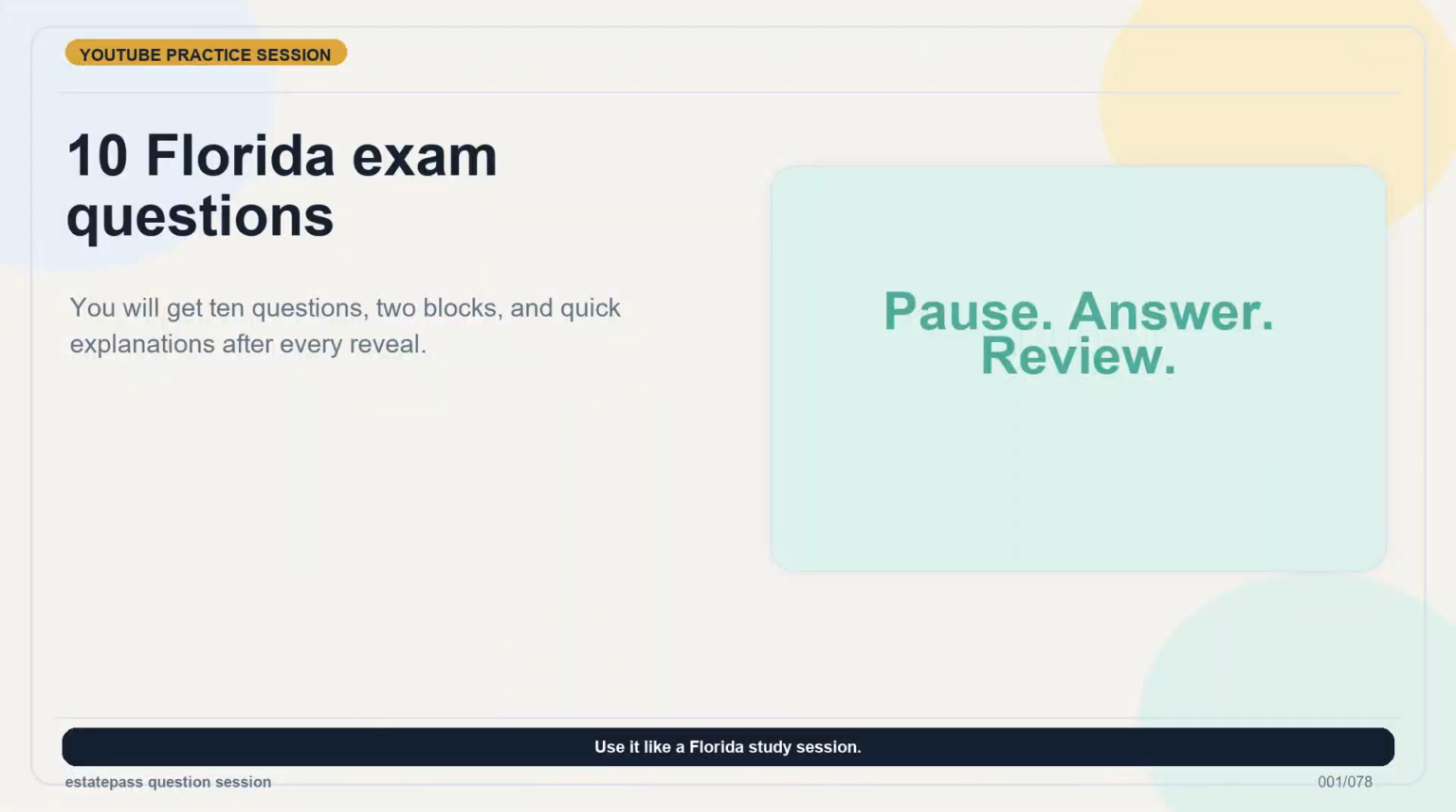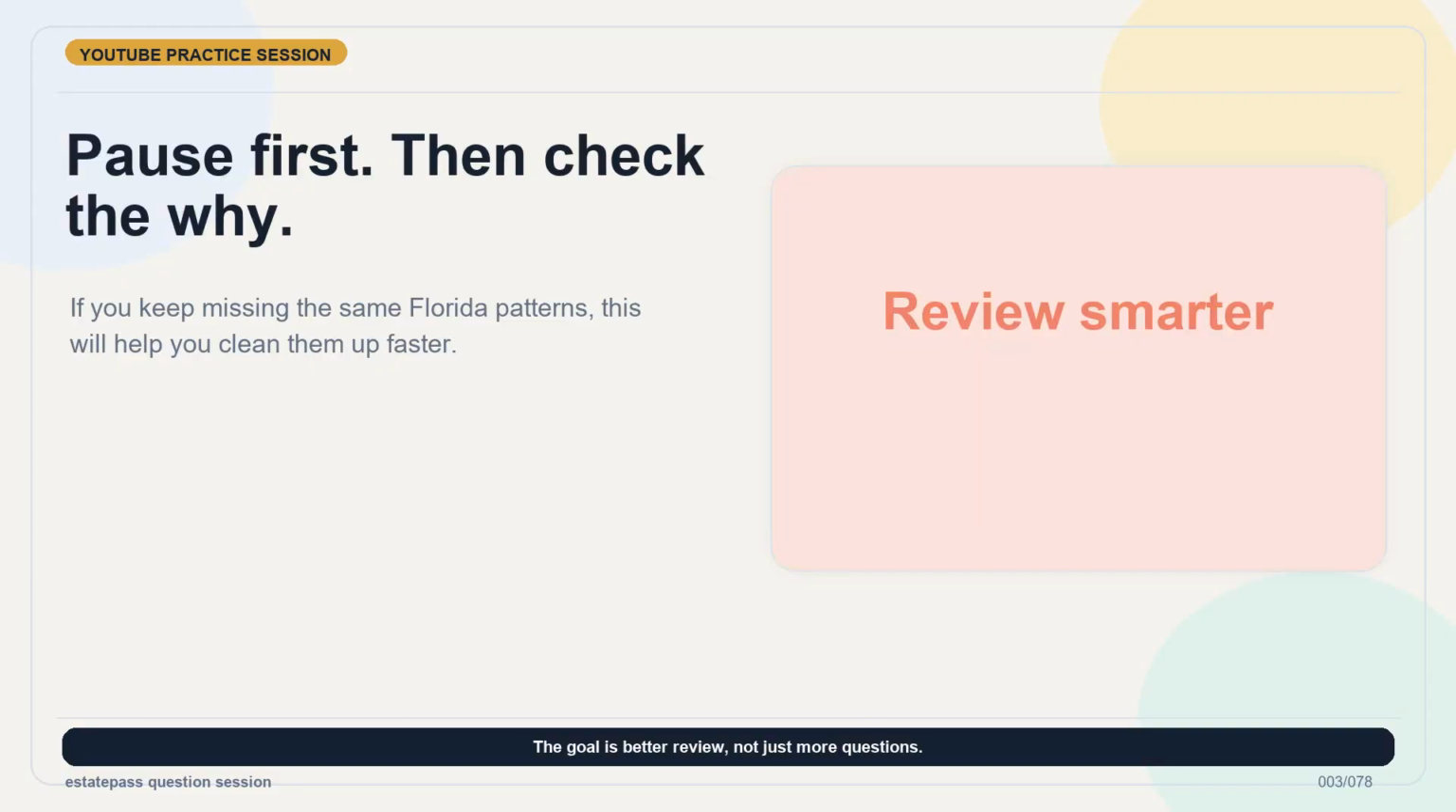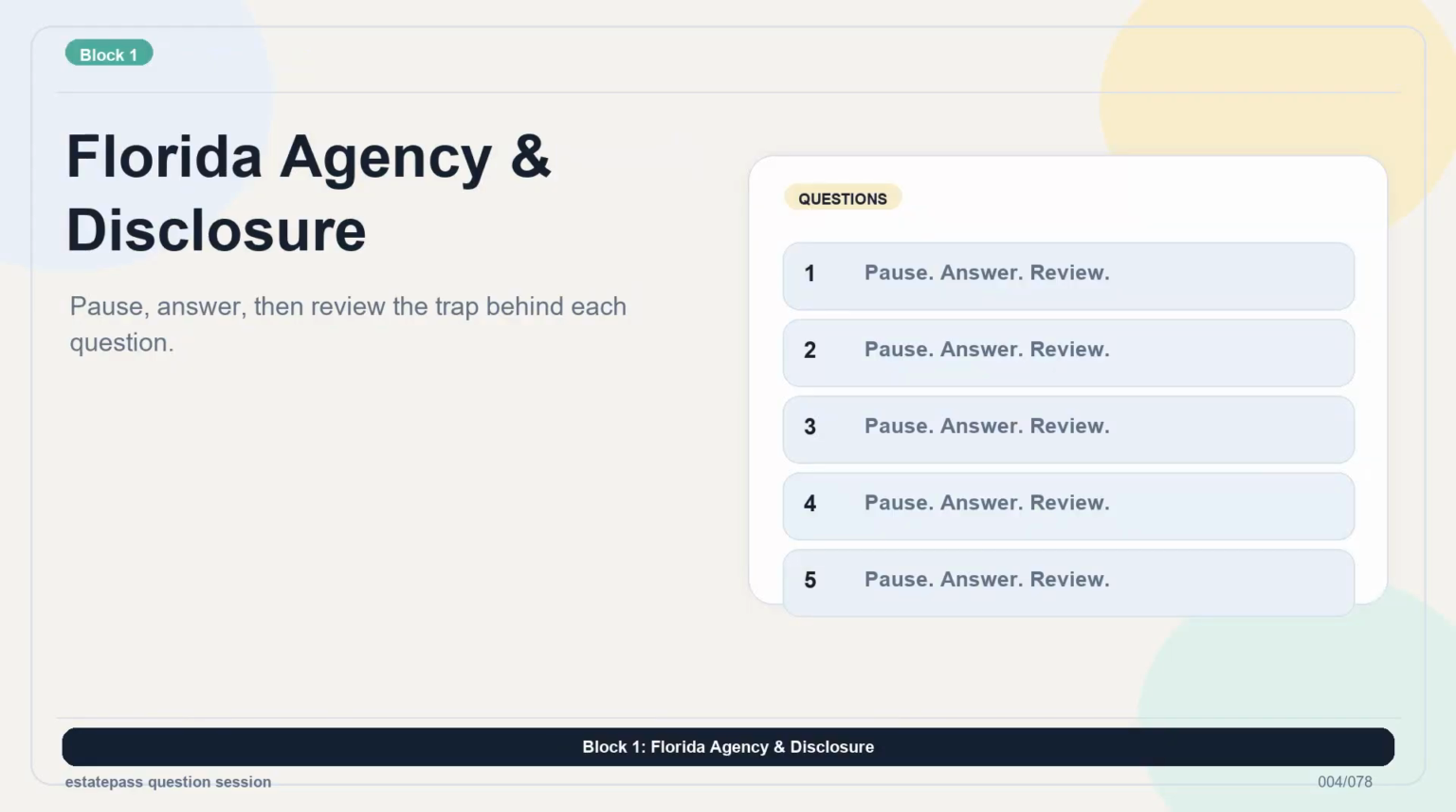Test yourself with 10 Florida real estate exam agency disclosure questions. Pause. Answer. Then check the explanation and trap. These 10 focus on pause first, then check the why. They show up on the Florida exam. Block 1. Florida agency and disclosure. Pause. Answer. Then review the trap behind each question.